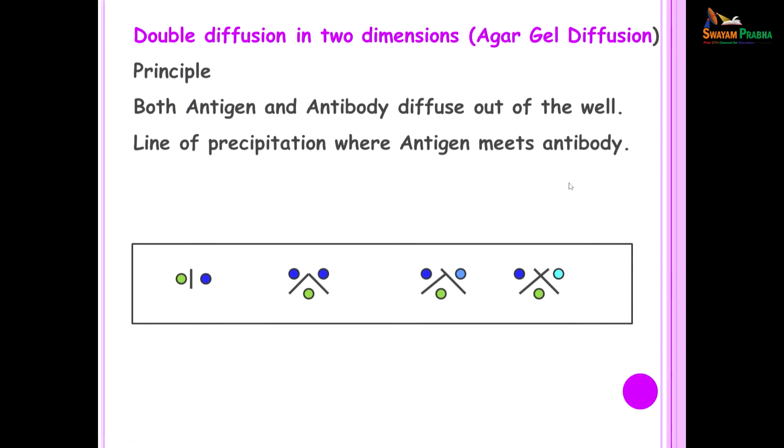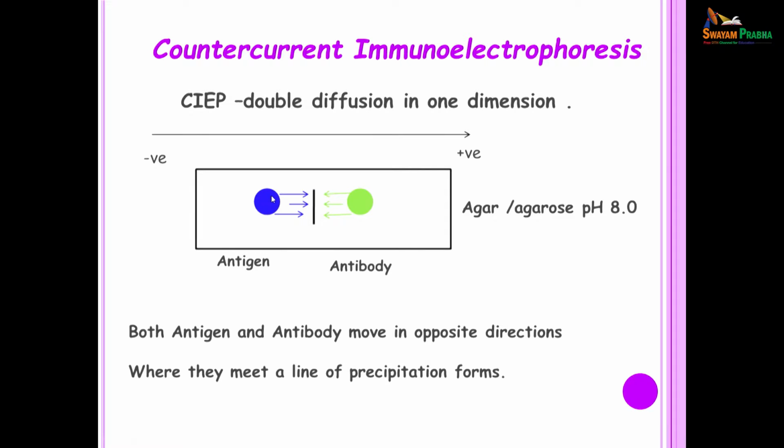The other place where immunoelectrophoresis is used is when you want to speed the agar gel diffusion. Remember, I told you in this agar gel diffusion, for the line of precipitate to form, it takes almost 24 to 48 hours. So, we want to speed this up. Therefore, what we do is we take a slide in which we punch two wells. In one we put antigen, in the other we add antibody.